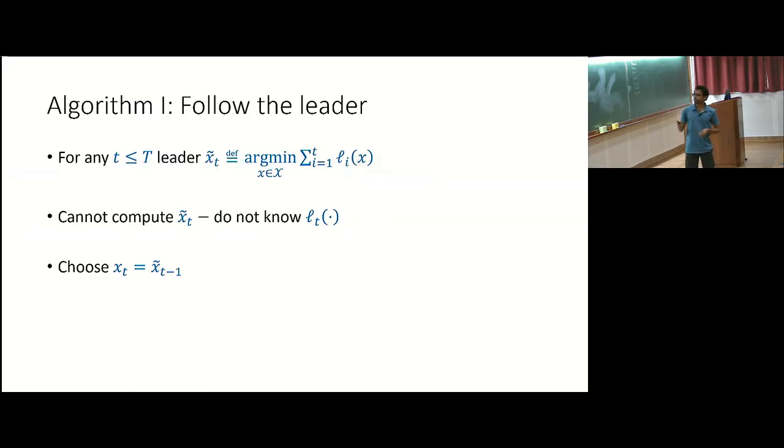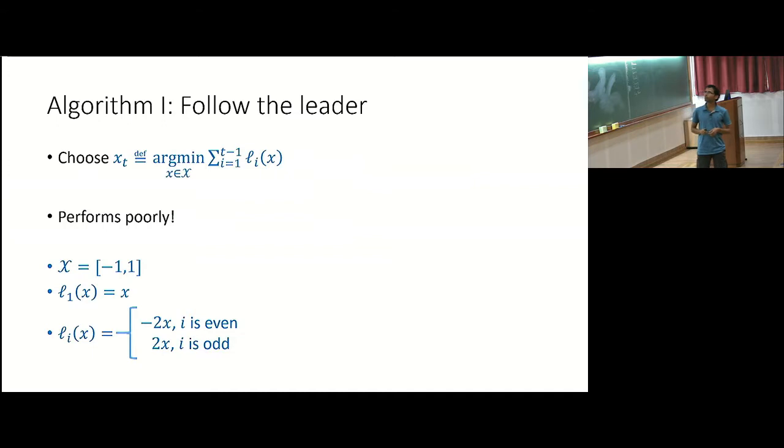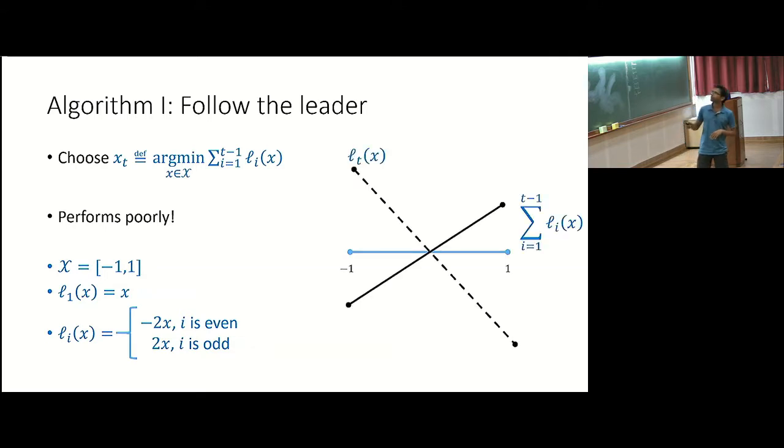Okay, so this is the follow the leader algorithm, and it turns out that this actually performs pretty poorly, even for a simple example. So let's say we have a one-dimensional set -1 to 1. The first loss is x, and then the losses alternate between minus and plus. Just to give an intuition, L1 of x is equal to x. So in the second time step, what we'll choose is a minimizer of this function, right? So we'll choose -1.